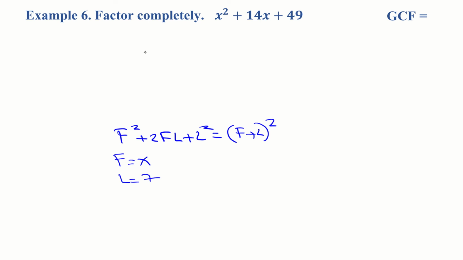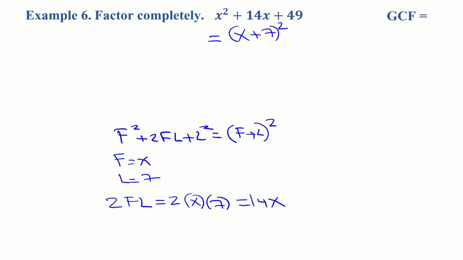So if we choose those as f and l, then we calculate 2fl, and we get 2 times x times 7, which happens to be 14x. So we verified that this trinomial is indeed a perfect square trinomial. So it's a perfect square of this binomial. So here we're going to have, instead of f plus l, we're going to use x plus 7. So this trinomial is in fact the square of x plus 7, and it is a perfect square trinomial. The GCF was, of course, 1.